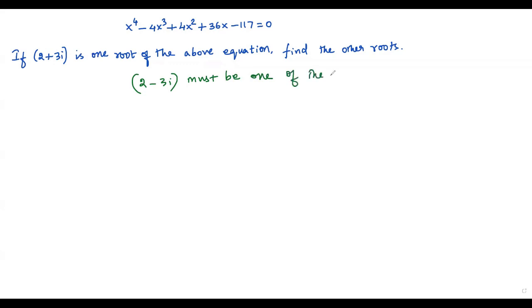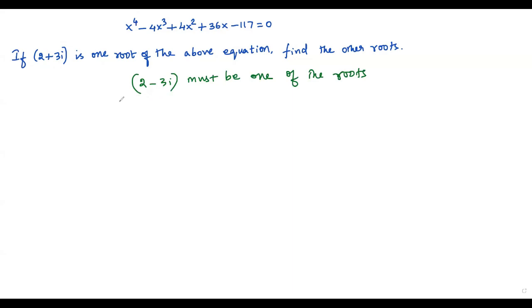Now, I said that since the degree of the equation is 4, we have 4 roots for the equation. We got 2 roots now. One root is given in the question itself. So using the concept that complex roots occur in conjugate pairs, I got one more root, that is 2 minus 3i. So now I have to find 2 more roots.